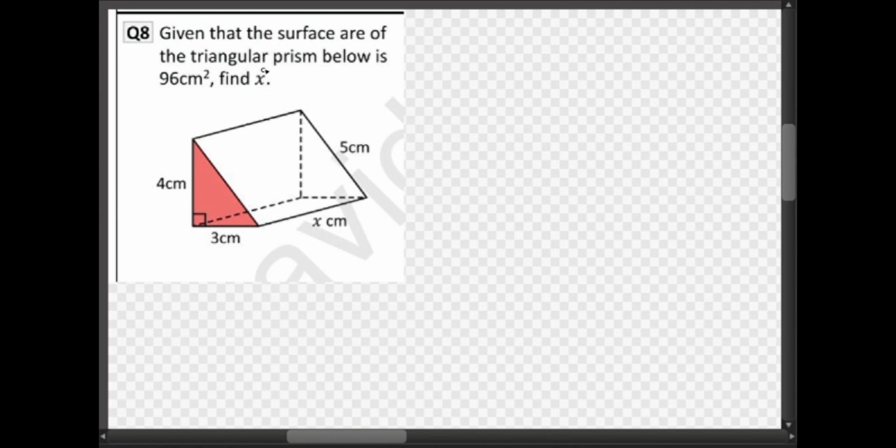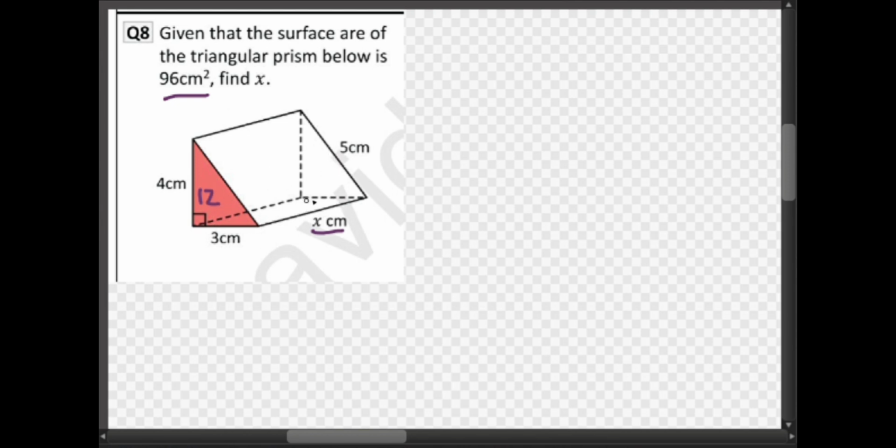Now moving on to the other question, it says that given the surface area of the triangular prism below is 96 cm², you need to find x. Basically, for this triangle, it's 4 cm times 3 cm, which is 12 cm. To find the area of a triangle, we need to divide by 2, but there's no need to do it here since there are 2 triangles. So the sum of the area of both triangles will be 12 cm².